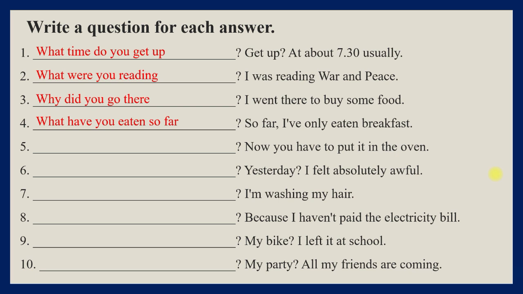Number 5, "Now you have to put it in the oven." Actually, this is in the form of instructions, so the question should be in the form of asking for instructions. "What do I have to do now?" Look, we are using the same verb and the same auxiliary verb in here, "have to," in here as well.